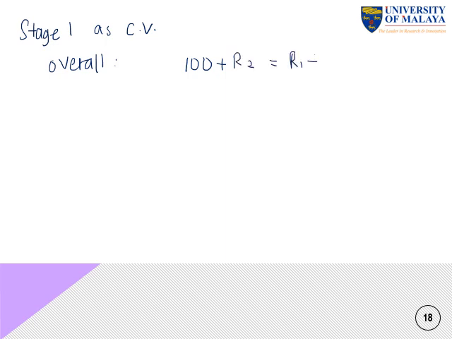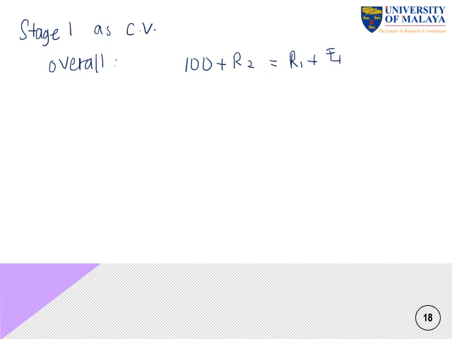So what you can do is, you can either use stage 1 or stage 2. So let me solve it using stage 1, and you are highly encouraged to do using stage 2 as your own initiative. Okay, using stage 1 as CV, the control volume. So the overall volume balance is 100 plus R2 equals to R1 plus E1.